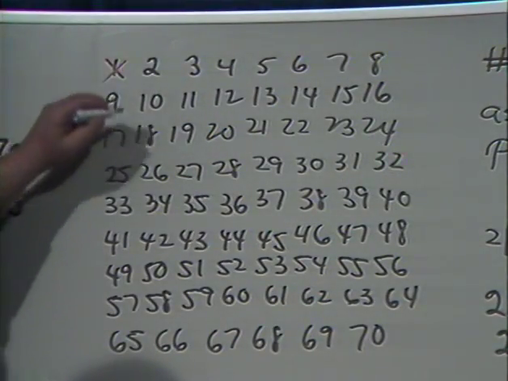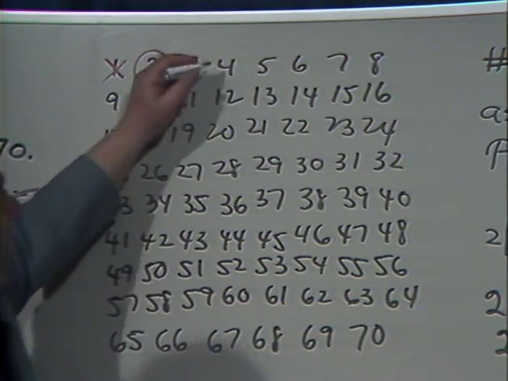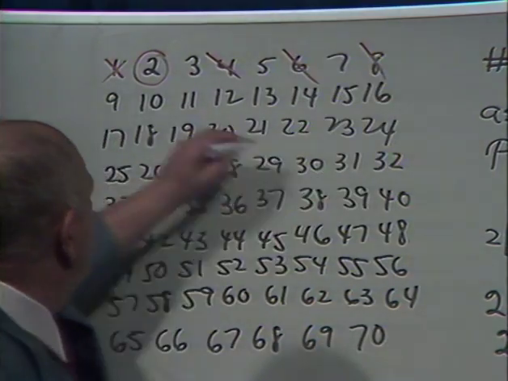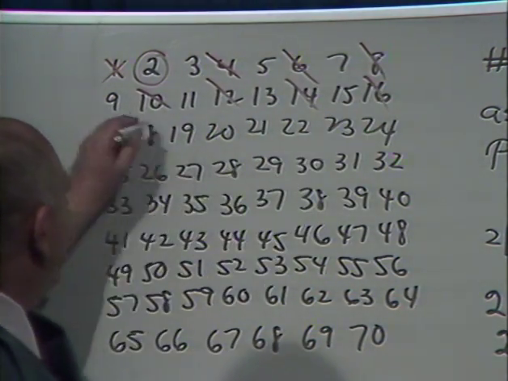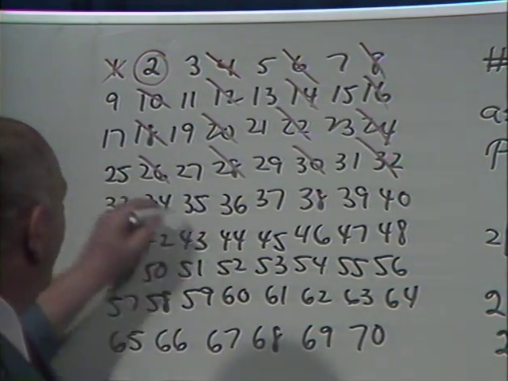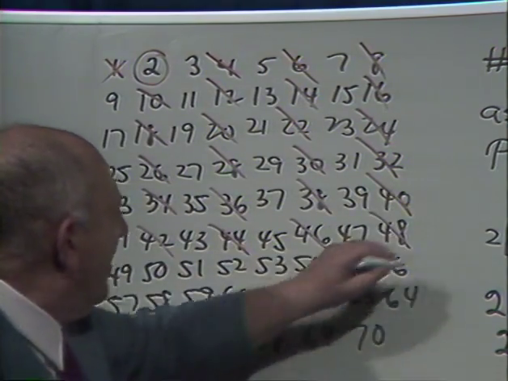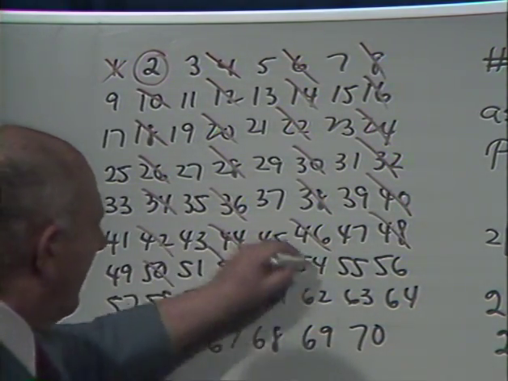We don't count 1. We start with 2. Any multiple of 2 can't be a prime number because it's divisible by 2. So now I can cross out what? 4, 6, 8, 10, 12, 14, 16, 18, 20, 22, 24, 26, 28, 30, 32, 34, 36, 38, 40. Don't feel sorry for me because I picked this messy problem. I feel sorry enough for myself.